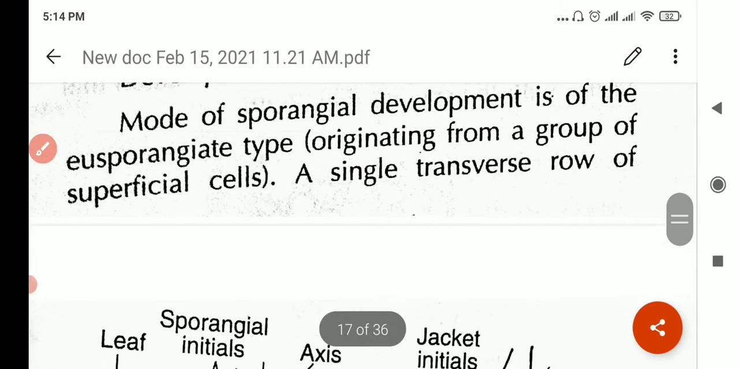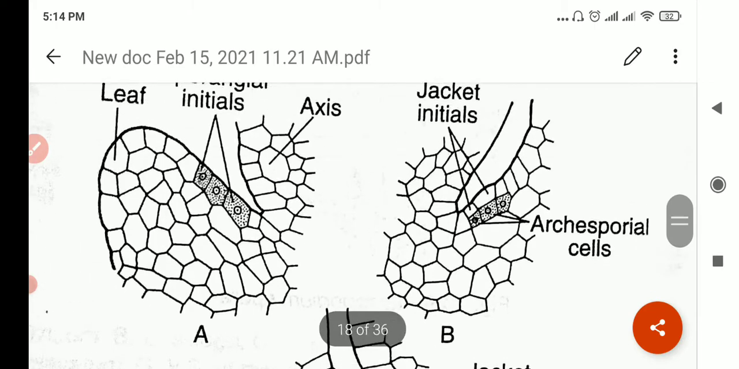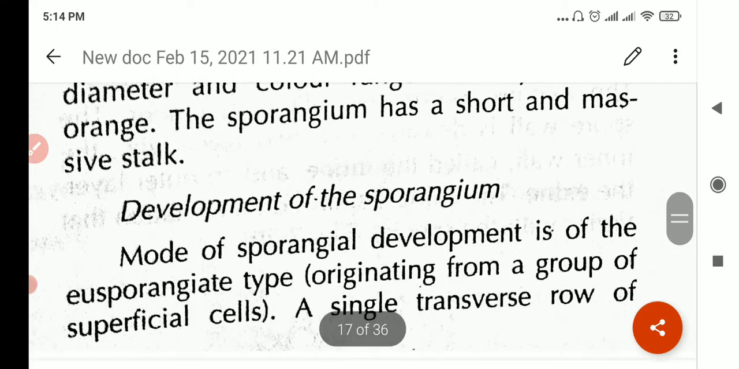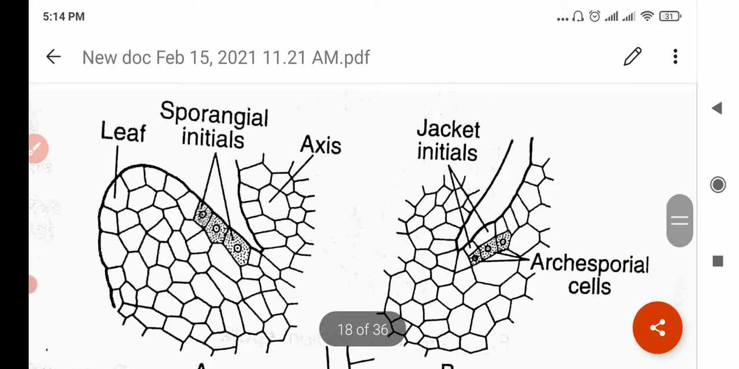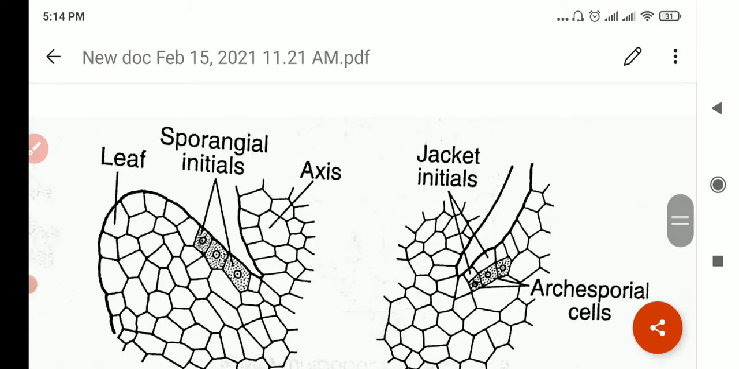Now comes the little bit complicated part, the development of the sporangium. How it develops, let's look at the diagram first. If I turn my phone it will be better. Yes. I hope you girls can see.